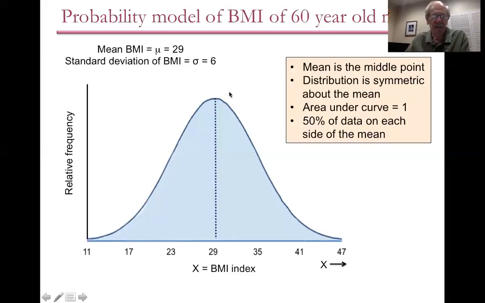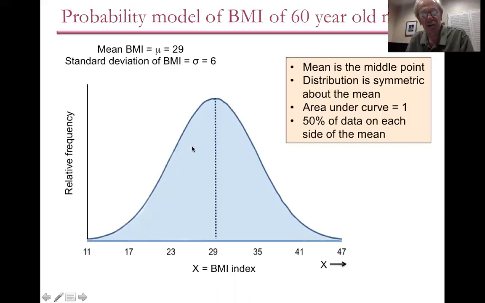This is a frequency representation of the BMI, the body mass index, of men above 55, I think. It says up here, 60 years old. The mean is 29, and the standard deviation is 6. Are these terms okay, the mean and standard deviation? Yes? Okay. If the answer is no, we can talk about it.